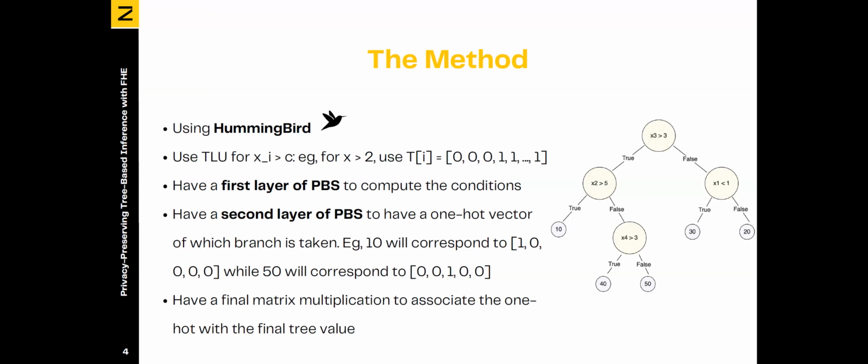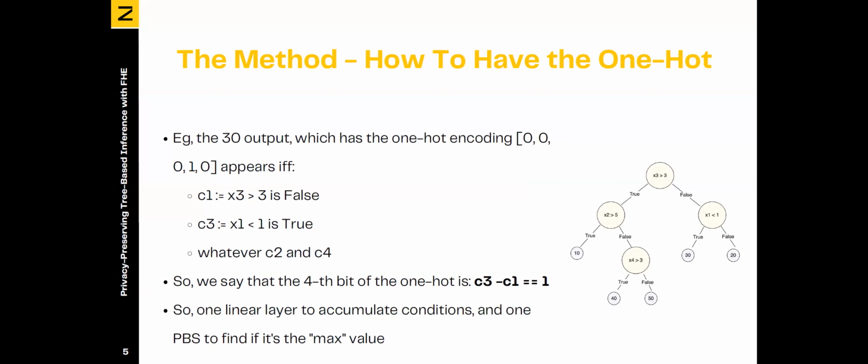So let me explain how to compute the one-hot vector, which is the most complicated part. The idea is the following. Let's, for example, take the third branch. You can see that it will happen if C1, which is the top condition, then on the left you have C2, then C3 on the right, and the bottom condition is C4. So when do we have the third branch? We have it when C1 is false and when C3 is true.